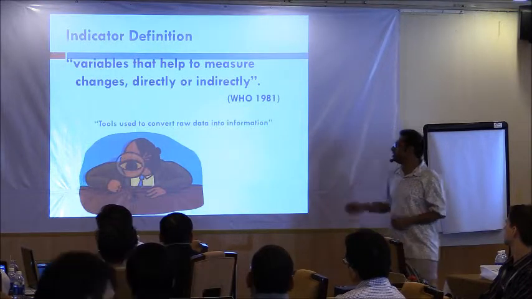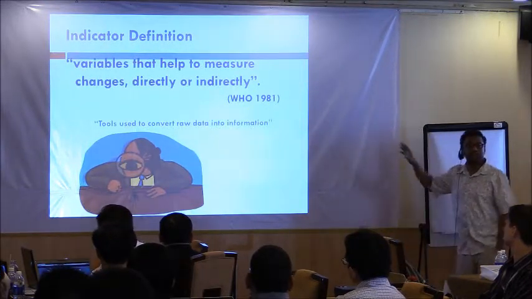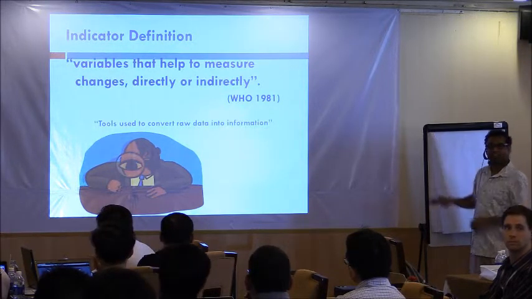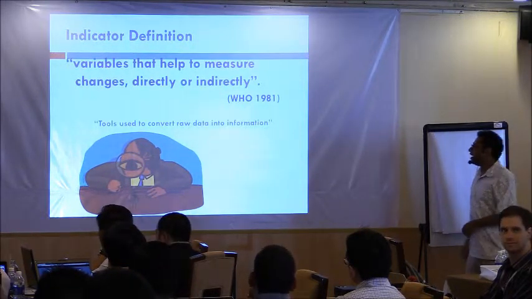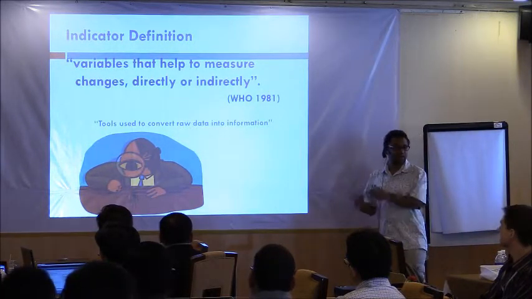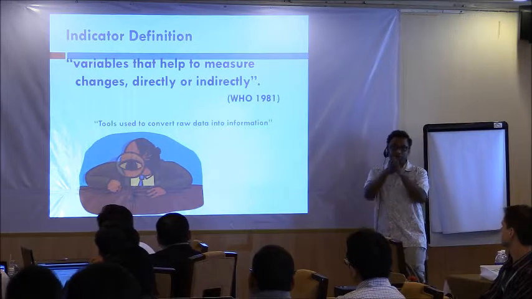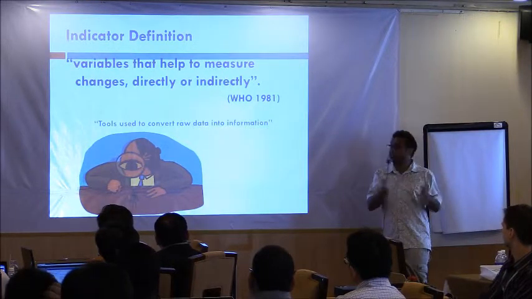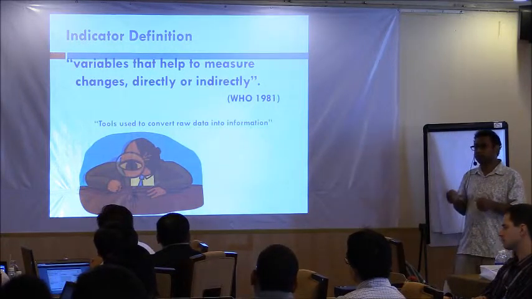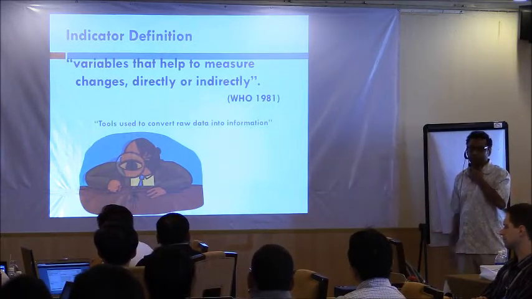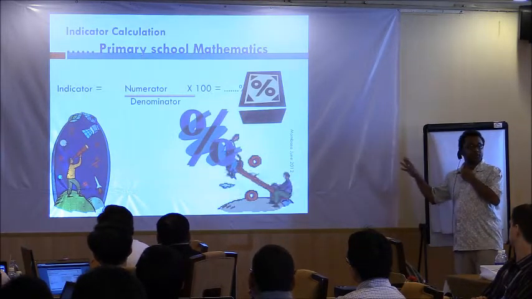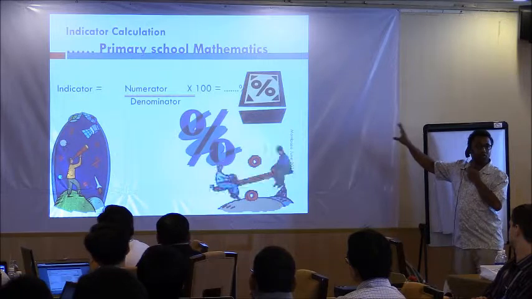This is the WHO definition, and I guess it's fine, you all agree: a variable that helps to measure change directly or indirectly. That's what an indicator is about. It is something where we can measure how our service delivery is happening, how the health impact is happening, and based on that we try to measure it. This is very important. You have to focus on this.